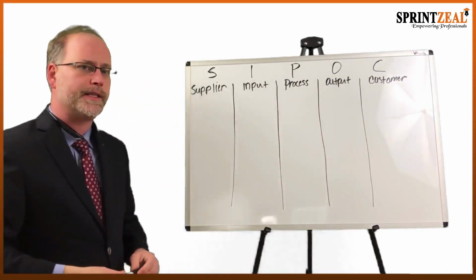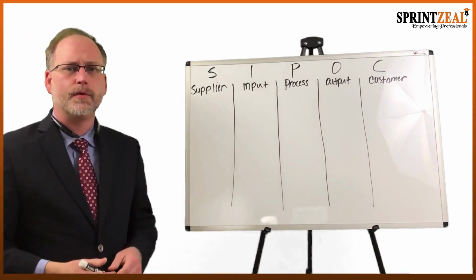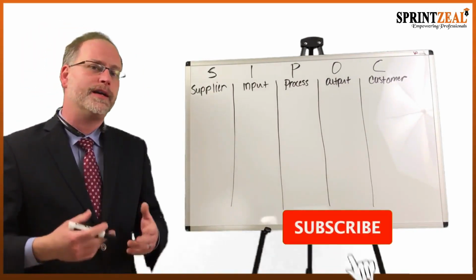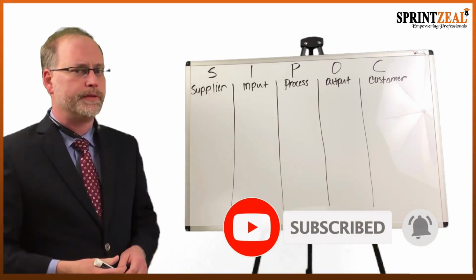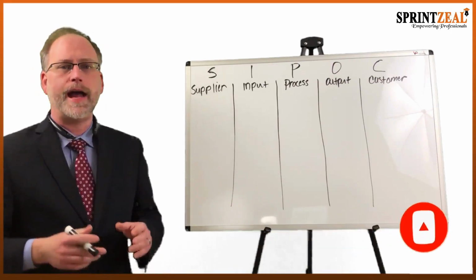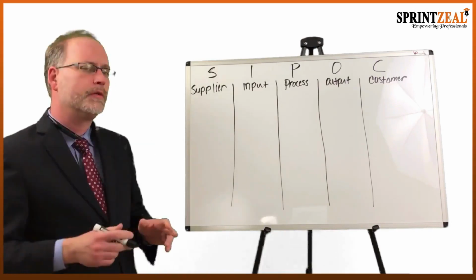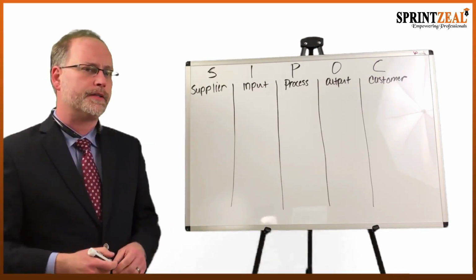So let's work through an example. Let's say that we're going to perform a SIPOC for a customer contact center. The way that I always produce a SIPOC is by looking at our outputs first. So let's begin by looking at our suppliers.